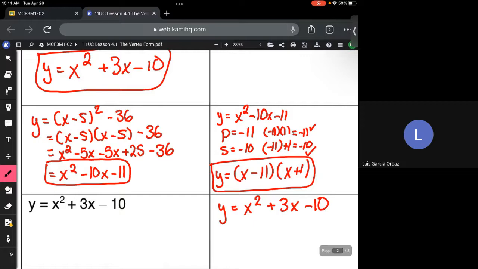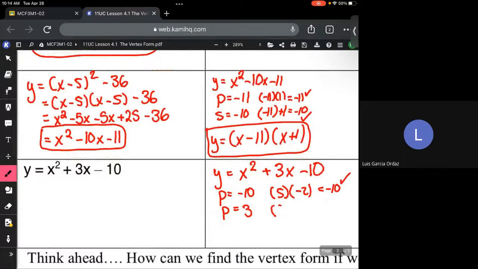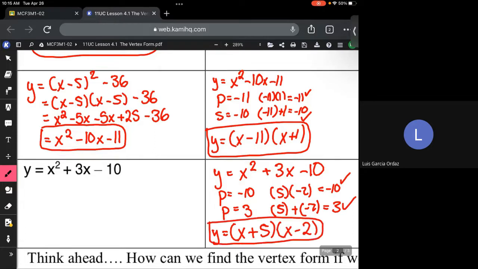Okay, Ashton? Equals x plus 5, x minus 2. Yep. So 5 times negative 2 is negative 10, and 5 plus negative 2 gives me 3. So Ashton got y equals (x plus 5)(x minus 2). Everyone good with that? It's basically review at this point.